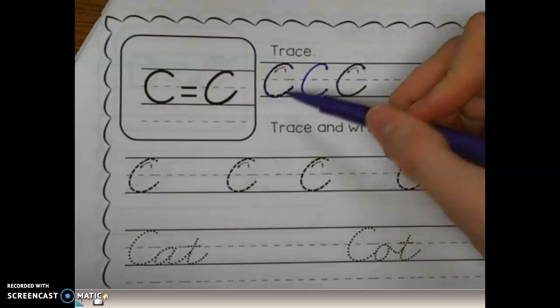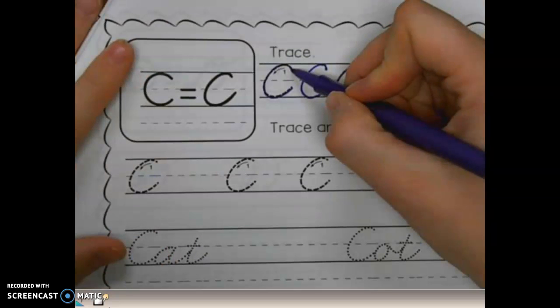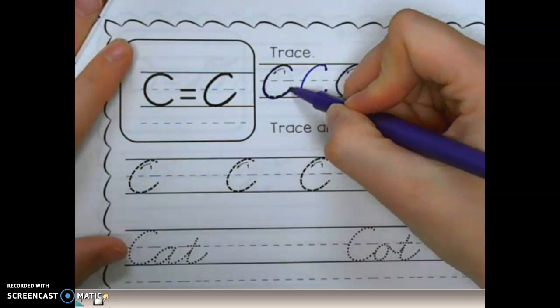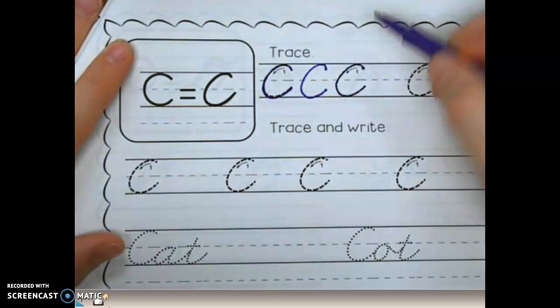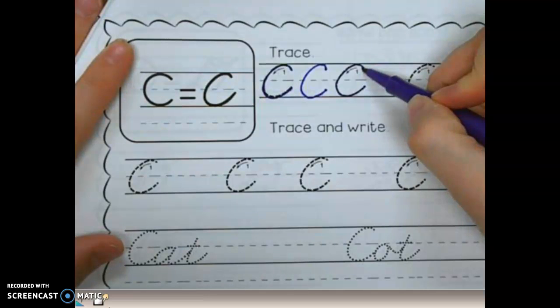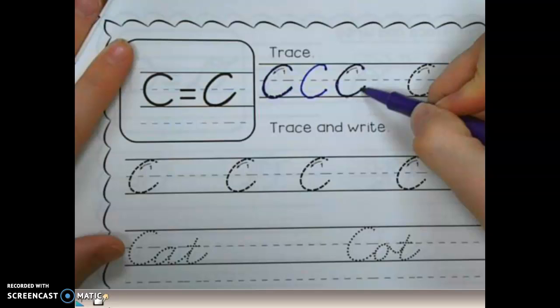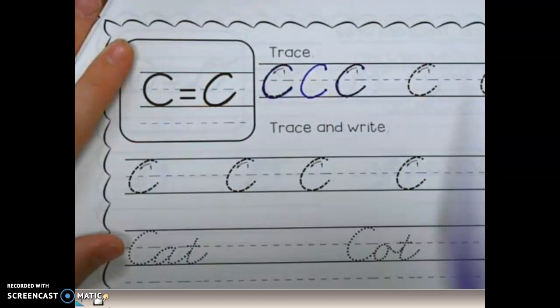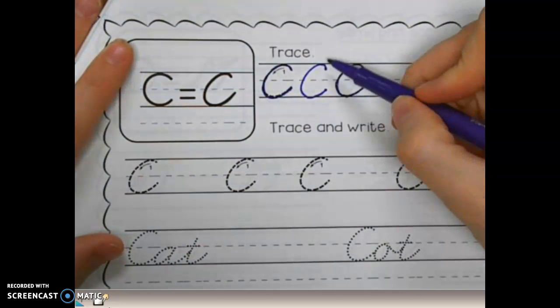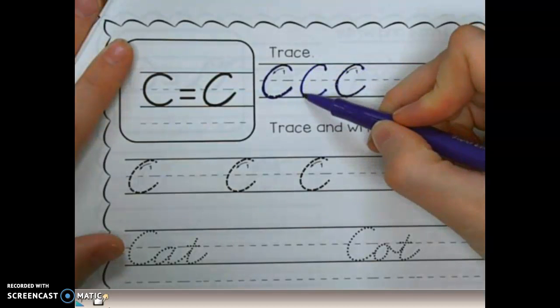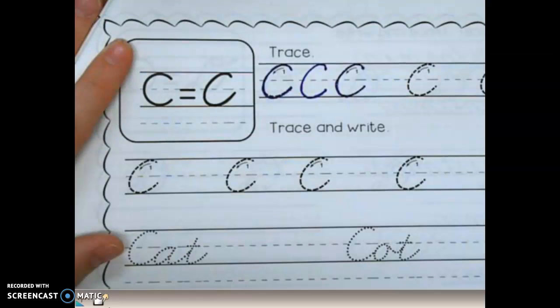The very first one, trace it. Ready? Start below the line, curve up to the top line, all the way around, and it would connect. Do it again. Start a little under the line, go up to the top, around, touch the bottom, curve up to connect, and then do one by yourself in between here. Ready? Start a little below the line, curve up, go all the way around, touch the bottom, and connect.